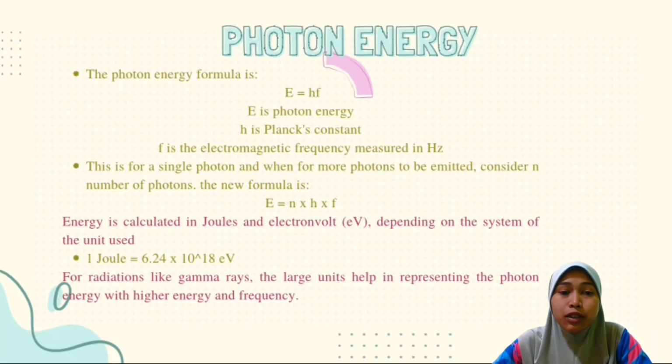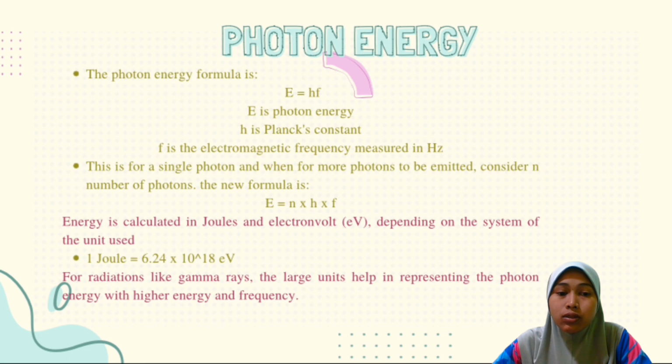The photon energy formula is E equal to hf, where E is photon energy, h is Planck constant, and f is electromagnetic frequency measured in hertz. This is for a single photon, and for photons to be emitted, consider n number of photons. So the new formula is E equal to nhf. Energy is calculated in joule and electron volt (eV) depending on the system of units used.